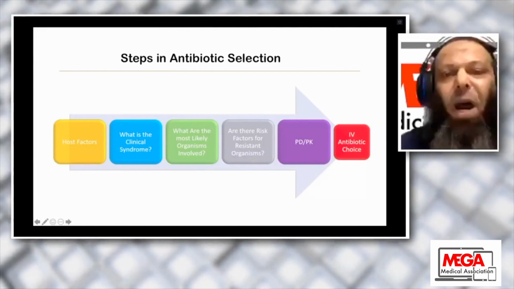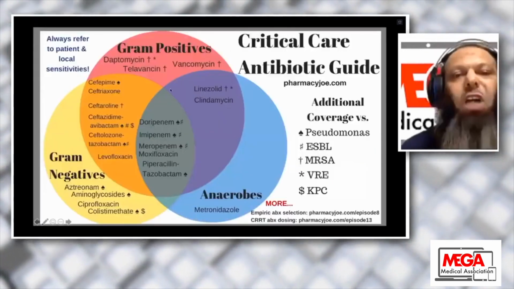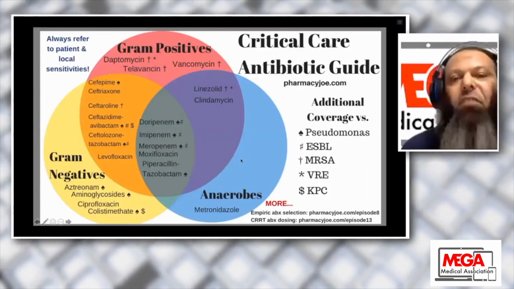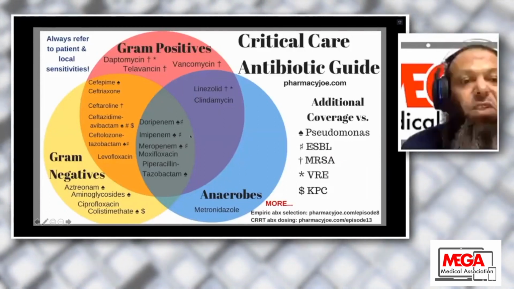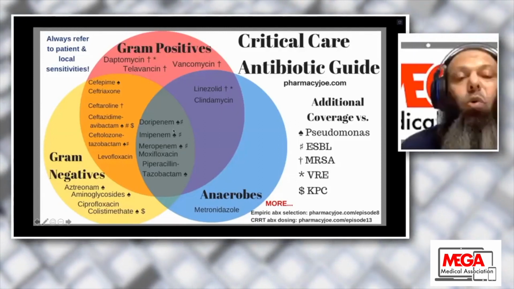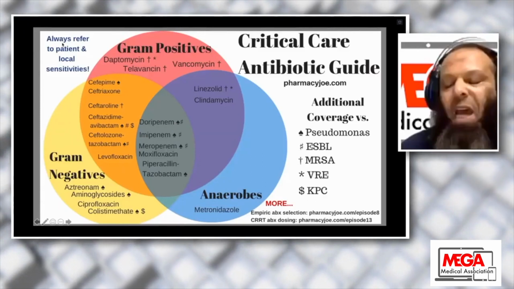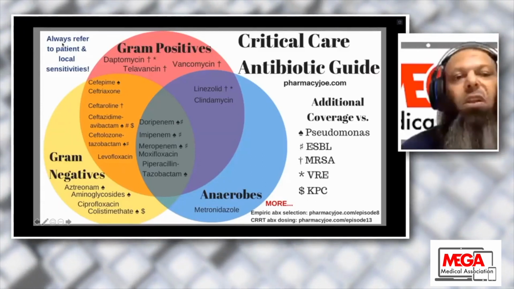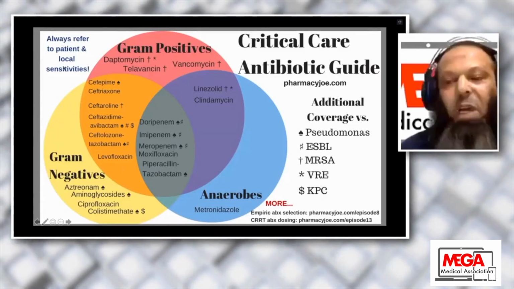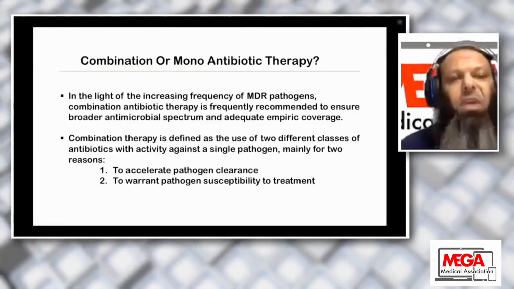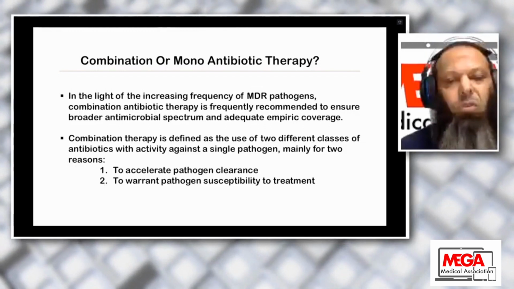Also, one part of your job is to know the coverage. Who is covering gram-positive? Who is covering gram-negative? Who is covering anaerobes? And who is overlapping? And this is each time you have to refer to your patient and local sensitivities, which is the local antibiogram. Combination or monoantibiotic therapy. Also, this is very important.